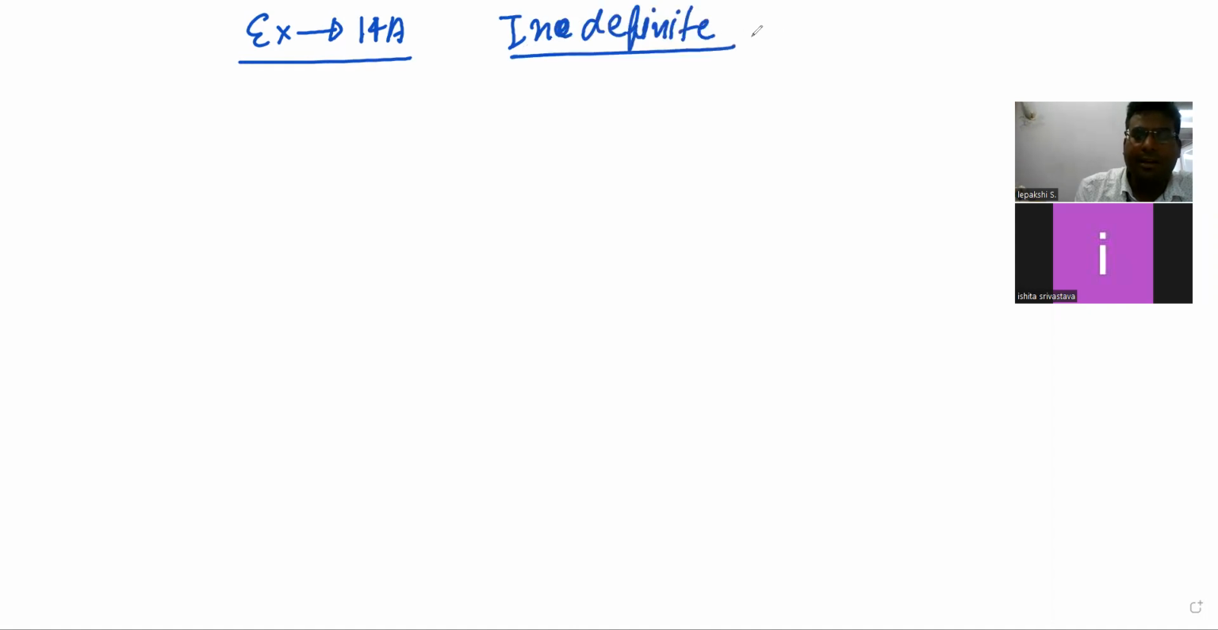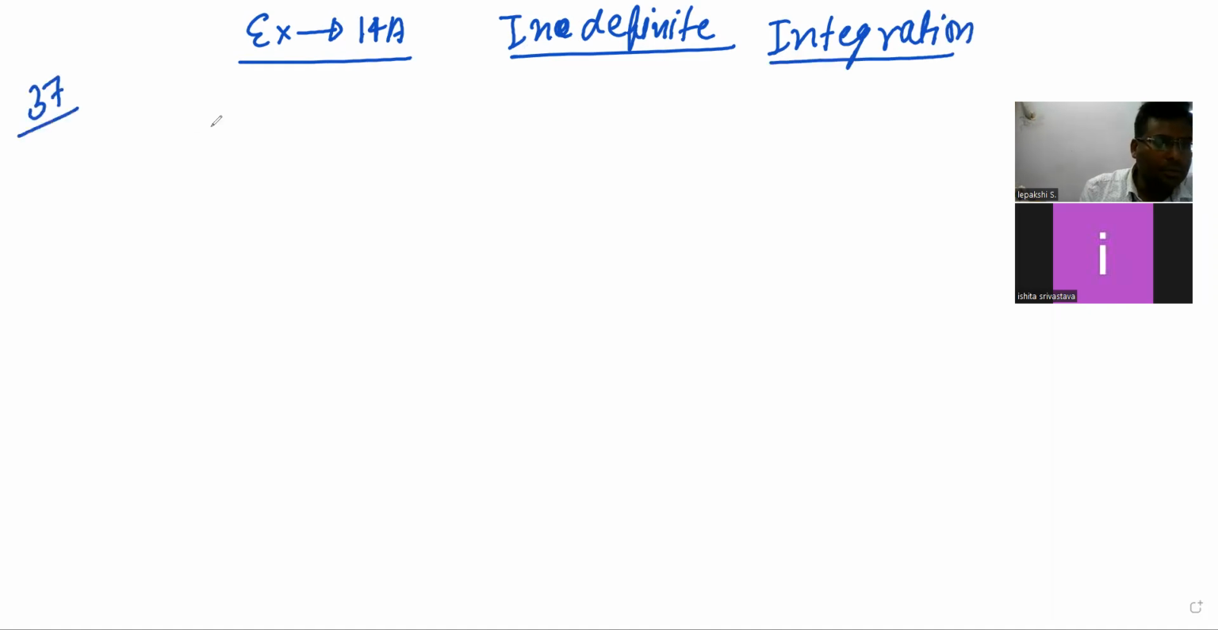Let's see exercise 14a, that is indefinite integration. Question number 37. So it is I equal to integration of under root of e raised to x minus 4 into dx.